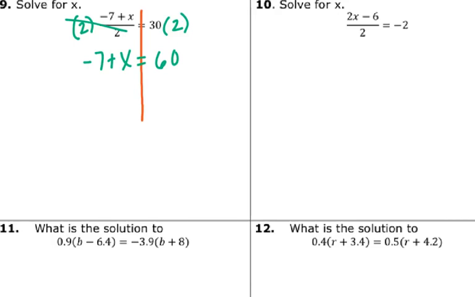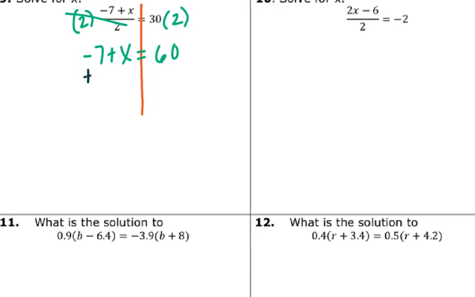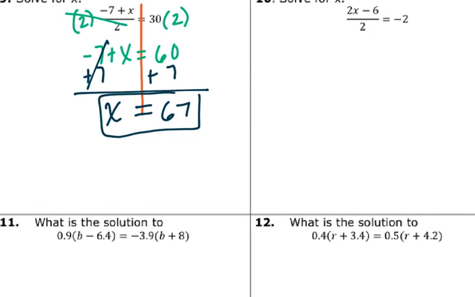Then I need to get x by itself. If this is a minus 7, I need to add 7 here and add 7 here. That leaves me with an x, an equal sign, and a 67. Very easy. So try the exact same thing for number 10.